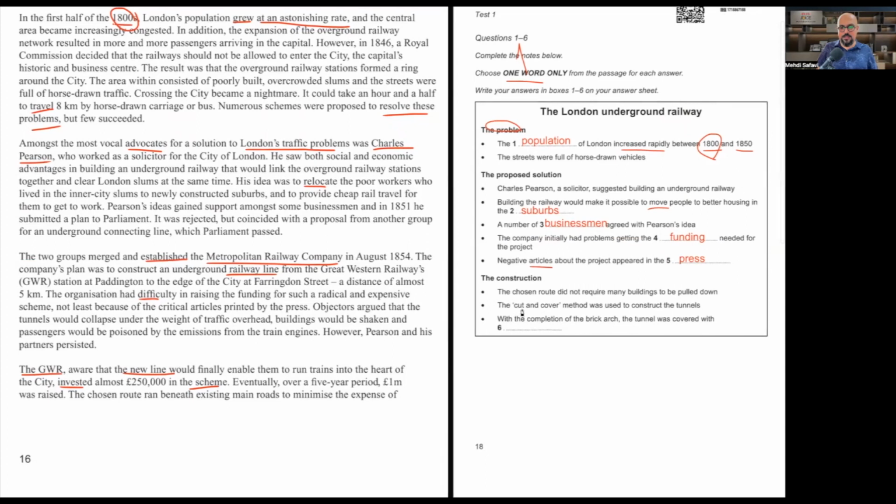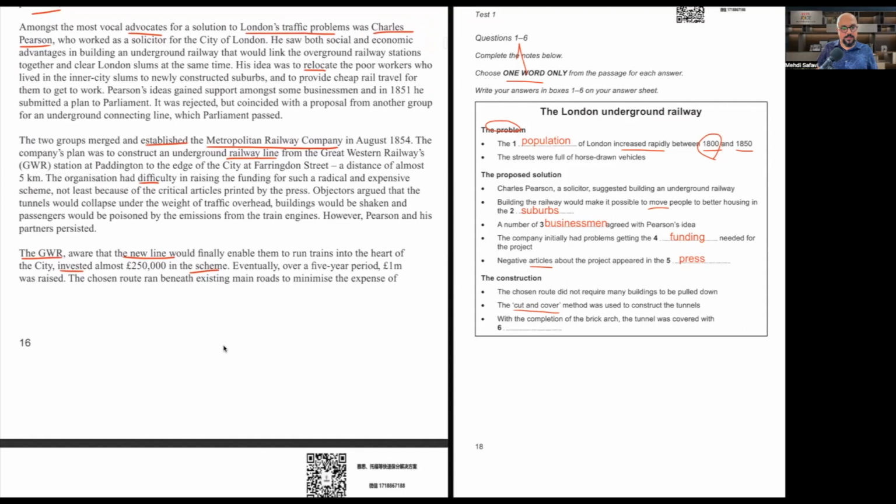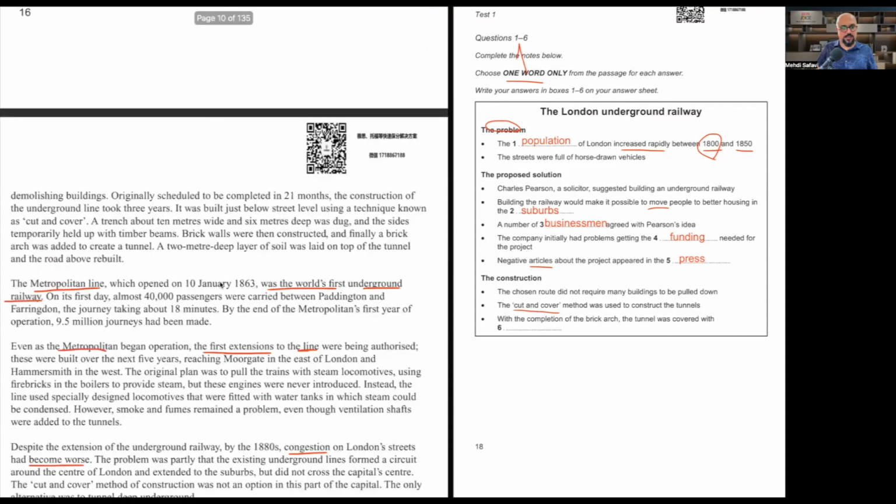Okay, we don't need these other sentences, but we have this keyword, cut and cover. Even though this is not a question, and you might think, well, why should I bother to read it? In fact, this can take us to the right place. Cut and cover. Whatever it is, our answer will be in the vicinity. Okay, here it is. So I found this cut and cover here. And the next is with the completion of the brick arch. So brick is a keyword. Tunnel was covered with what? So you should ask yourself, the tunnel was covered with what?